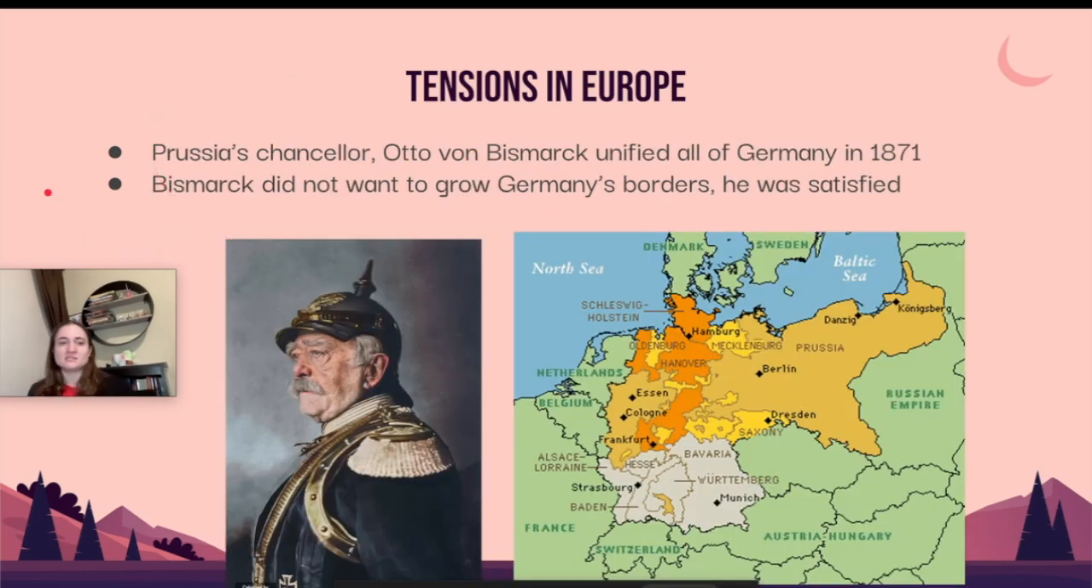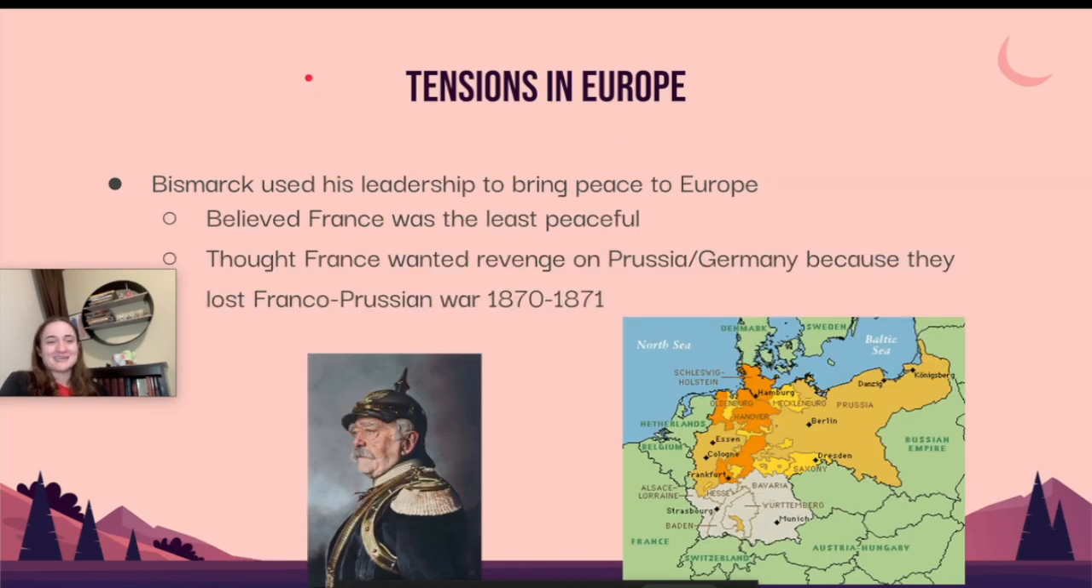All right, let's switch over to Germany. Prussia's Chancellor, Otto von Bismarck, who is this dude right here, unified all of Germany in 1871. You can see here on the map the border of Germany. Bismarck did not want to grow Germany's borders. He was very satisfied with the size of Germany, which was very rare among leaders during this time period. So Bismarck used his leadership to bring peace to Europe, which is pretty cool.